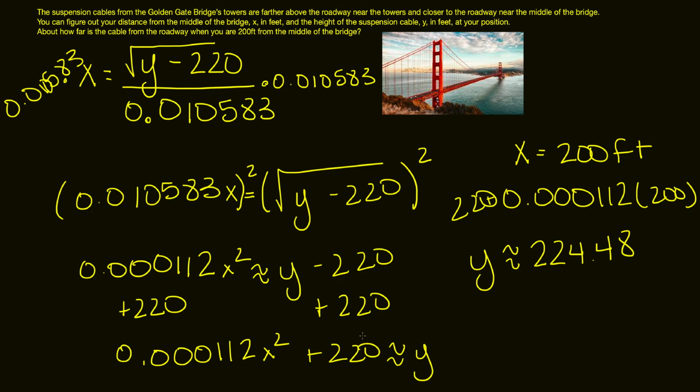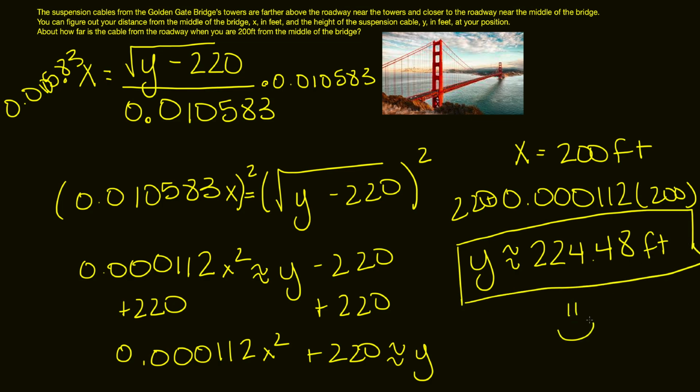So this equation gives us the vertical distance between the deck and the suspension cables for different values of x, and this is how far away we are in feet when we are 200 feet from the middle of the bridge. So there we go. We just rewrote the equation to solve for y, and now we are done.